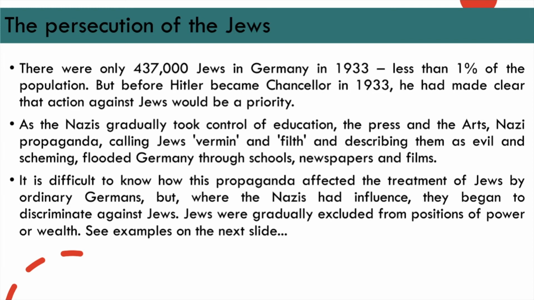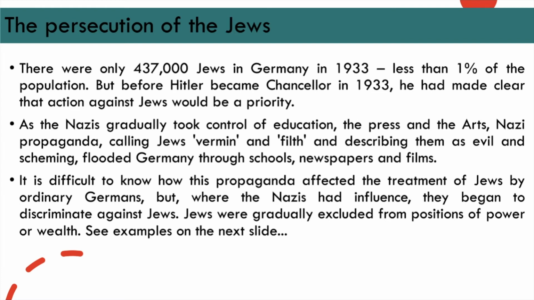But before Hitler became Chancellor in 1933, he made it very clear that action against the Jews would be a priority. As the Nazis gradually took control of education, the press, and the arts, Nazi propaganda calling Jews vermin and filth and describing them as evil and scheming flooded Germany through schools, newspapers, and films.